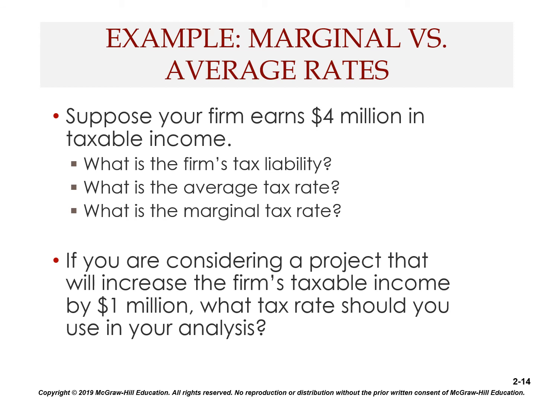$3,665,000 will be taxed at 34%. So now multiply them out. You do that for each one. The first one would be 15% of 50,000, or 7,500. 25% of 25,000 is 6,250. 34% of 25,000 is 8,500.